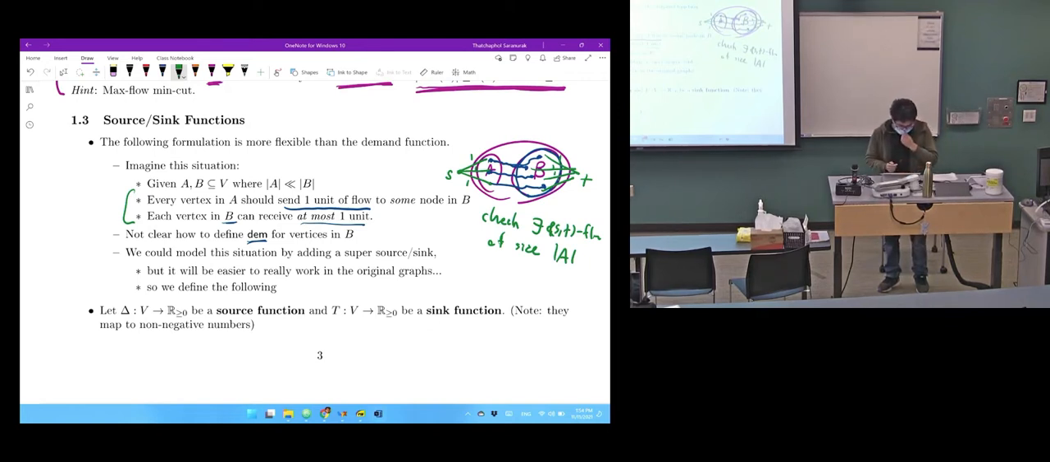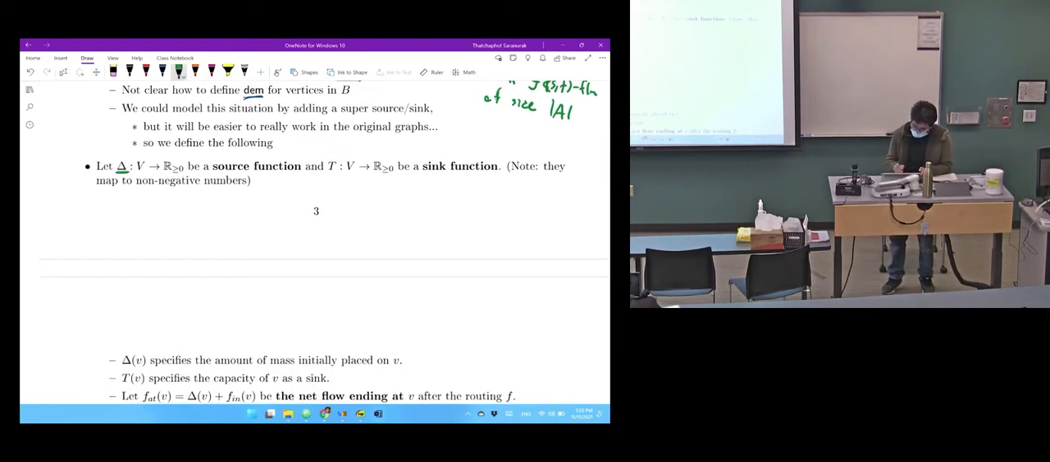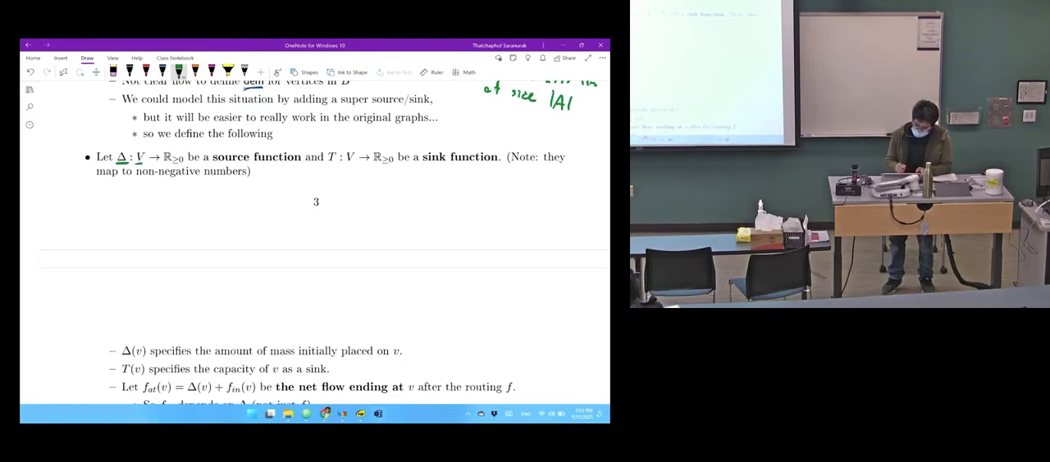But actually, I really don't want to work with this kind of thing. I really want to work on the original graph. So to really work with the original graph, I need to define the following: a source function and a sink function. A source function is just a function that maps each node to a non-negative number, and the same for the sink function.